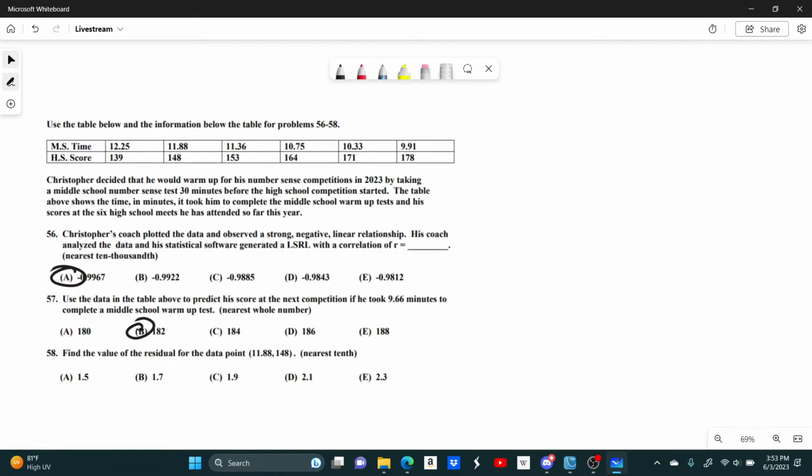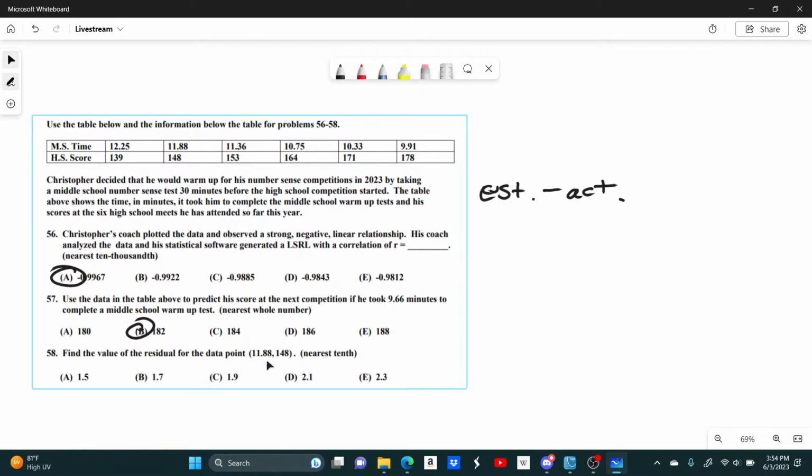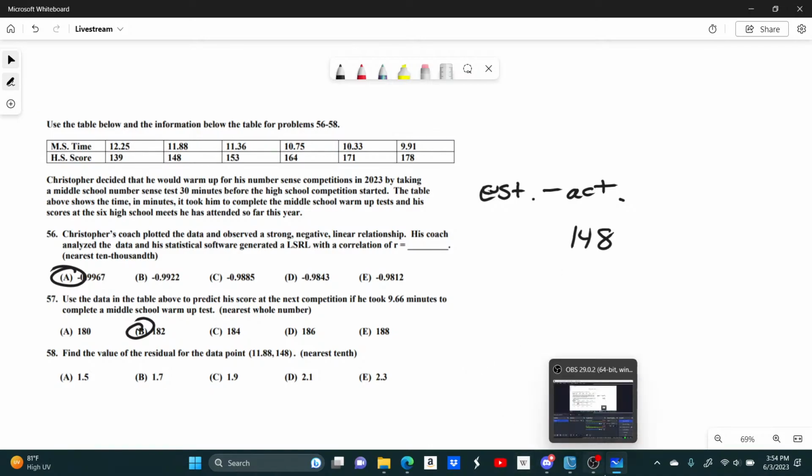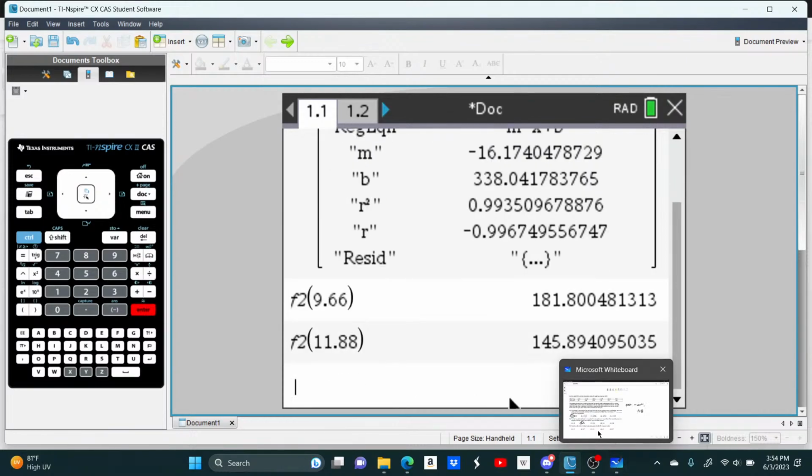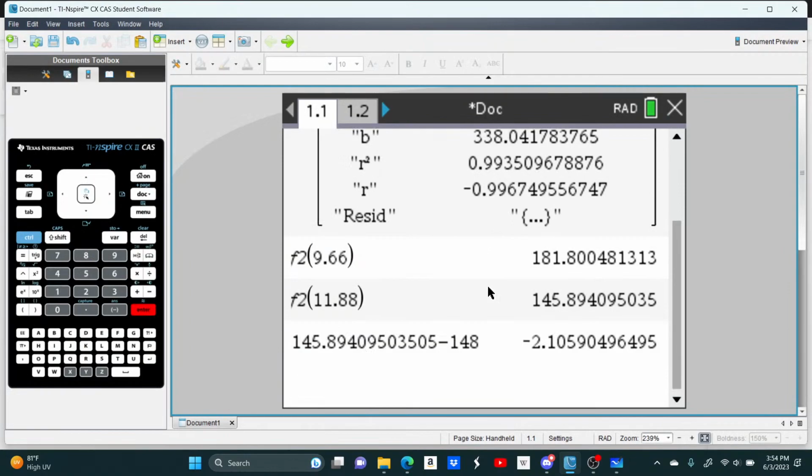All right, finally, find the value of the residual for the data point at 11.88, 148. The residual is basically the difference between my estimated value and my actual value. It's just the error, basically. My actual value is 148. But what would my regression line tell me at 11.88? 11.88 gives me that, and comparing that with 148, I get a residual of 2.1.